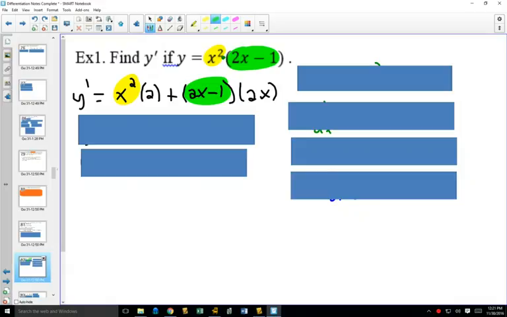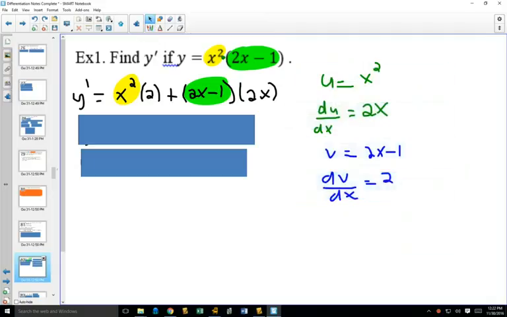And you are going to be able to go directly from that question to that answer as you practice these, because you'll just get used to, okay, keep one the same, derivative of the other one, plus keep the other one the same, derivative of the first one. You can, if you like, separate and use Leibniz notation.